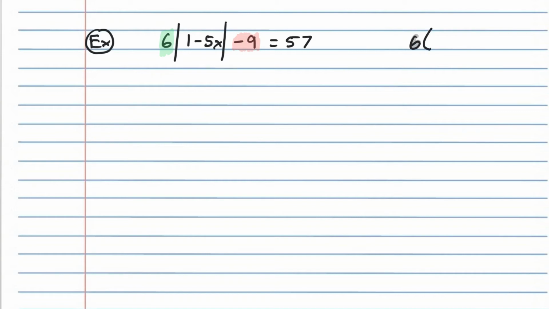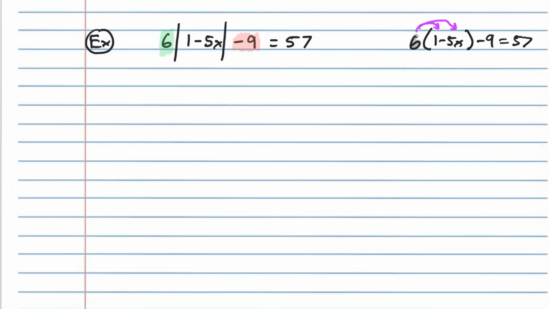6 parentheses 1 minus 5x minus 9 equals 57. These look almost identical, except one uses absolute value bars and the other one uses parentheses. For the one that uses parentheses, we were doing these not too long ago. Remember, the idea was you could take that 6 and multiply it to the pieces on the inside. You can't do that with the absolute value bars.